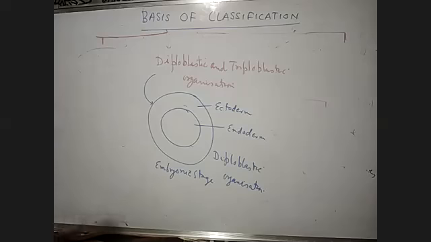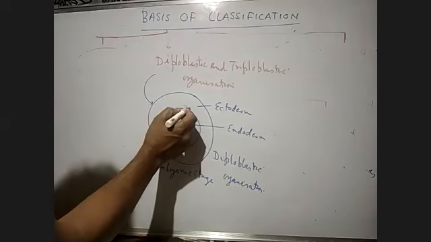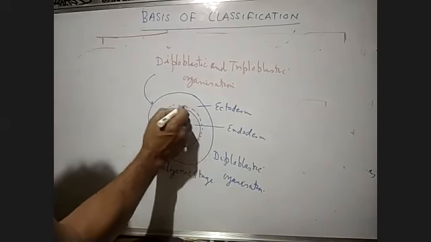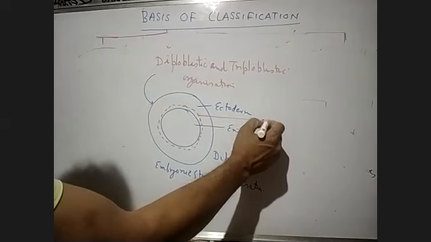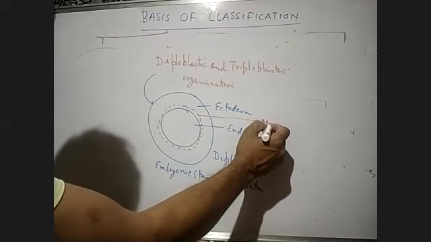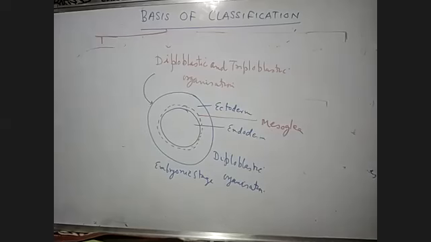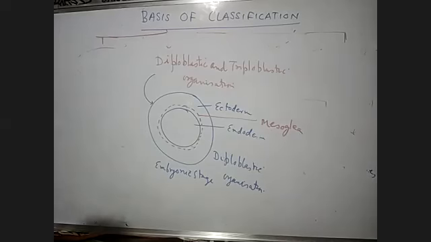Here we get an undifferentiated mass. This undifferentiated mass is called mesoglea. Okay, undifferentiated mass is there. This is called mesoglea. This is found in between ectoderm and endoderm.